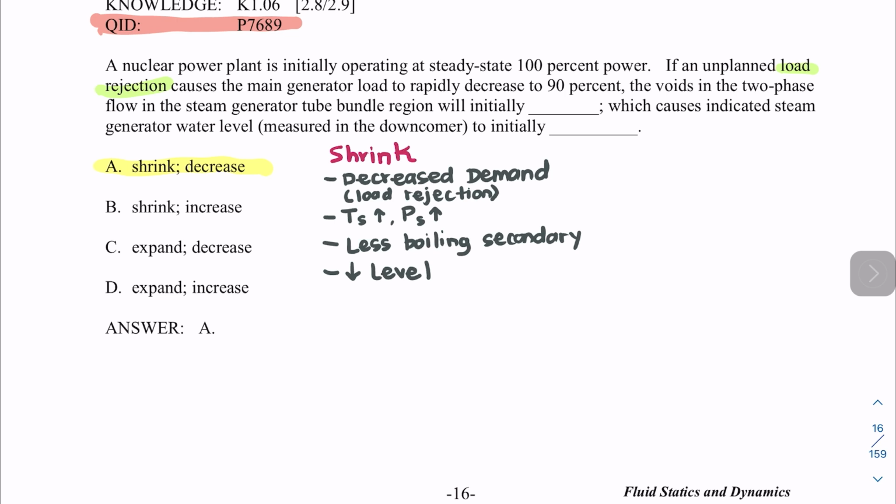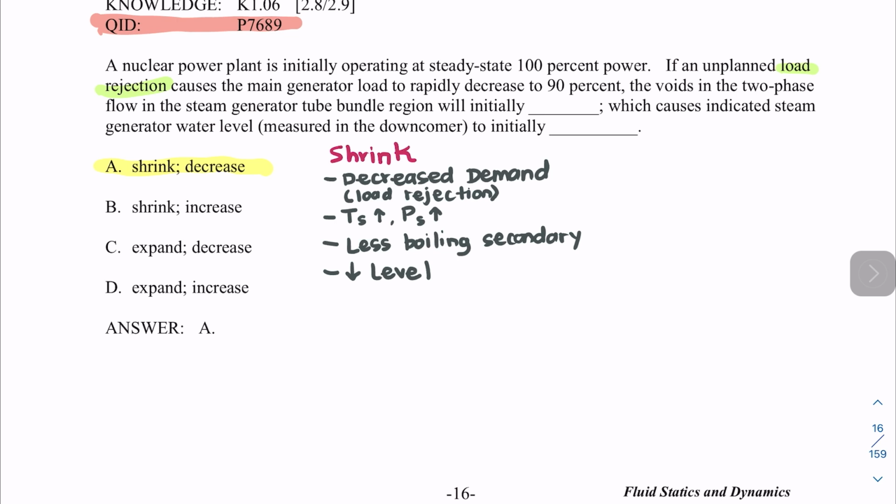A nuclear power plant is initially operating at a steady state 100% power. So they just throw a lot of extra information there, right? Get us confused and make us feel like, oh, this is too complex. Just pay attention to the cues here. So if an unplanned load rejection, right? Unplanned load rejection. So what's happening here?